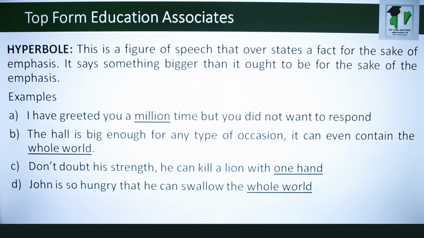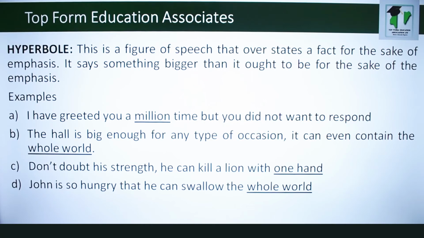All right. Example B. The hall is big enough for any type of occasion. It can even contain the whole world. Let me repeat it again. Really interesting. Hyperbole. The hall is big enough for any type of occasion. It can even contain the whole world.